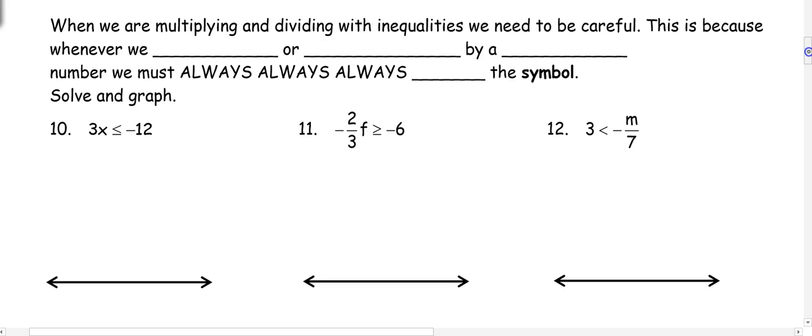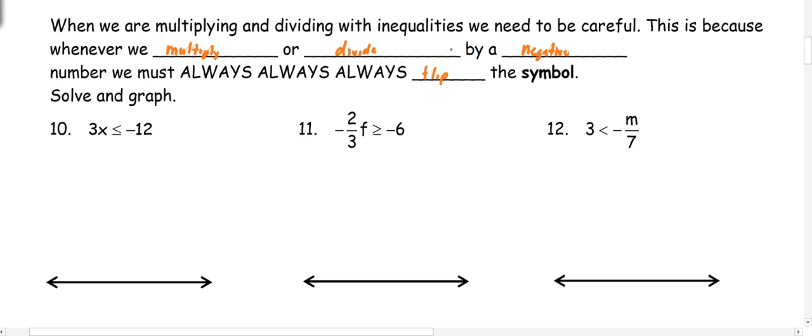Now, when multiplying or dividing inequalities, we need to be careful. This is because whenever we multiply or divide by a negative number, we need to flip our symbol.